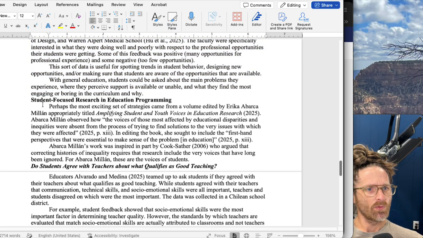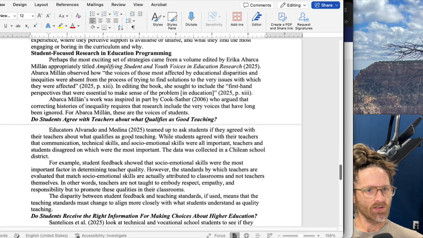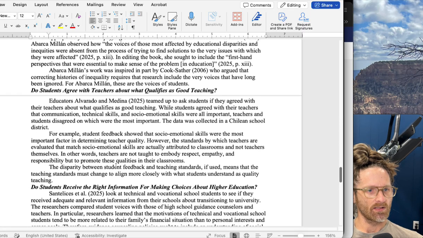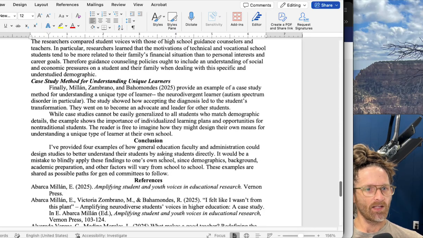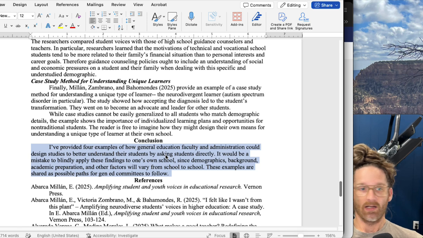Then I jumped to the book, Student Focused Research and Education Programming, and then each section is a different chapter. I talk about a study done in a different chapter. So 1, 2, 3. And then my conclusion, I was very tired, and so I only wrote about 3 sentences. I would probably want to triple that if I wanted this to be balanced.